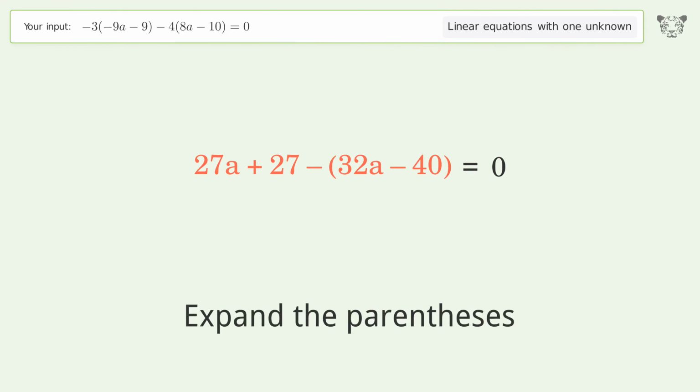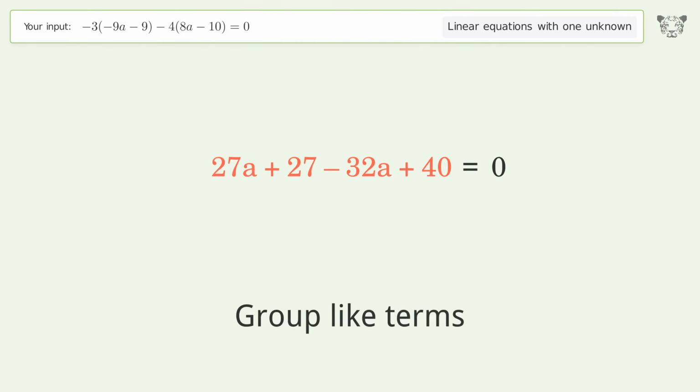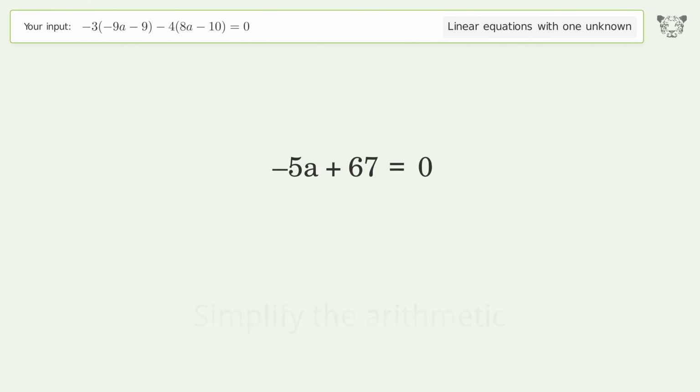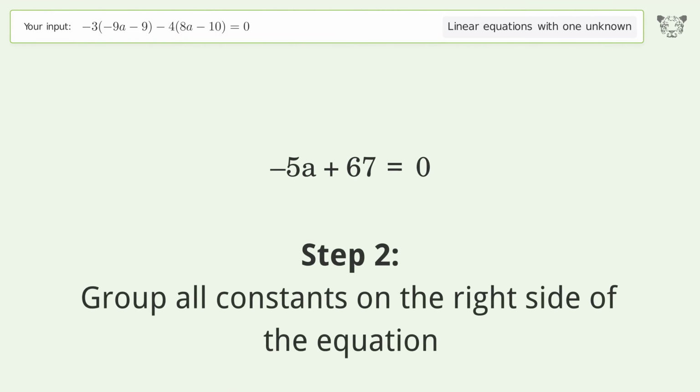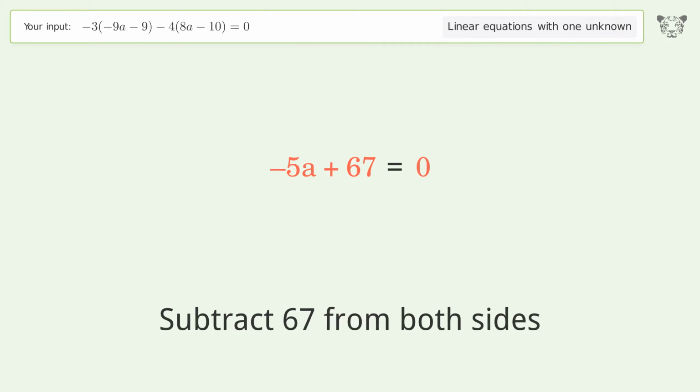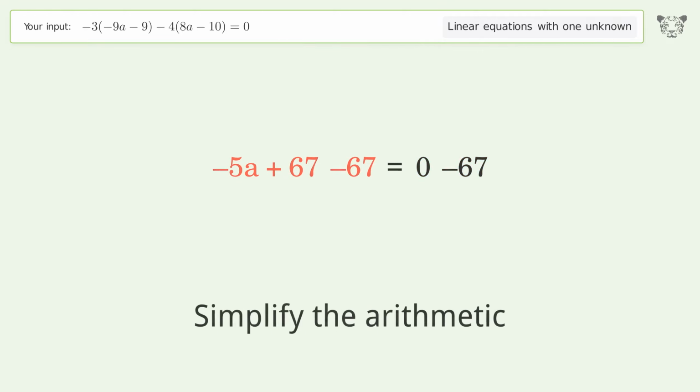Expand the parentheses. Group like terms. Simplify the arithmetic. Group all constants on the right side of the equation. Subtract 67 from both sides. Simplify the arithmetic.